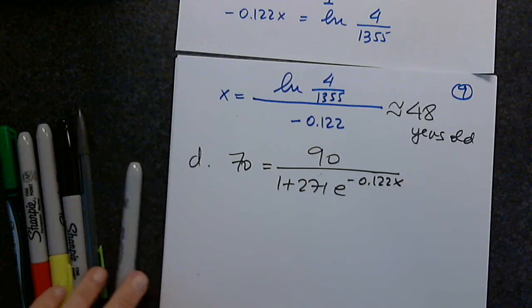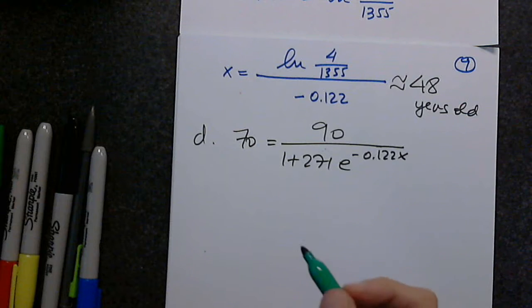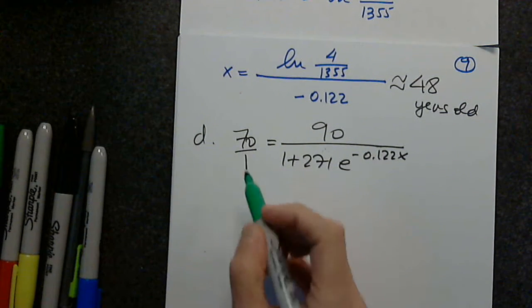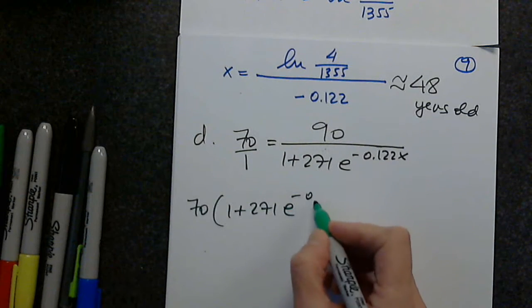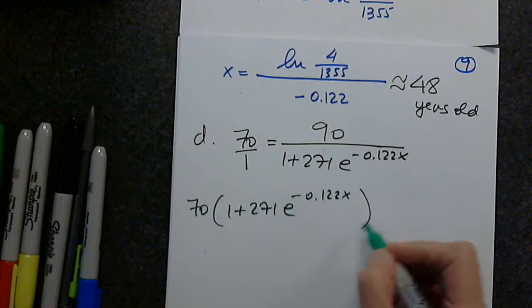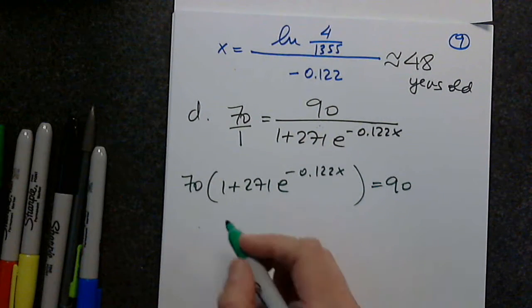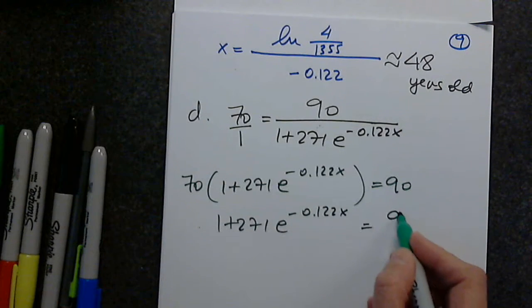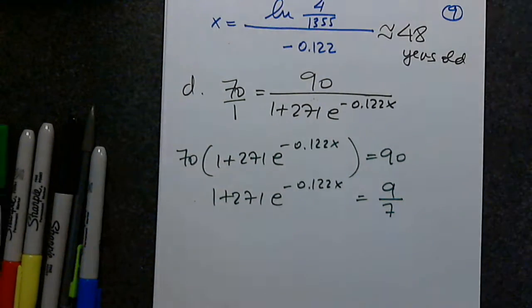Okay, first of all, what is the first step? Very good. 70 times (1 plus 271 e to negative 0.122x) equals 90. Next step. Perfect. 1 plus 271 e to negative 0.122x equals 9 over 7. Next step.